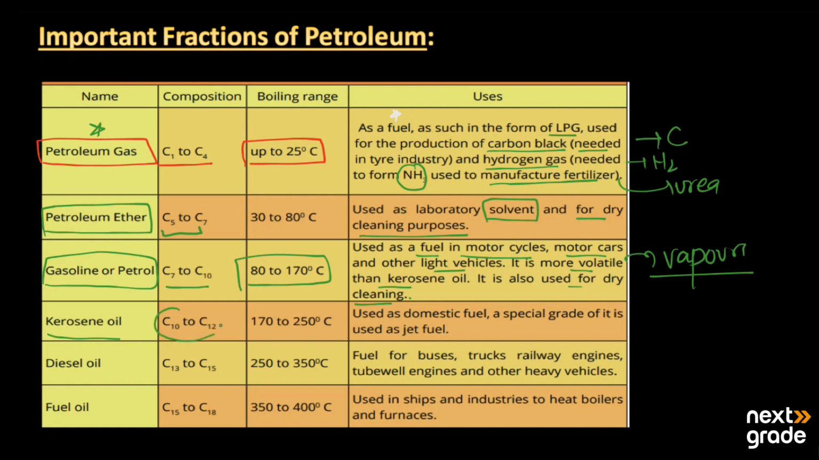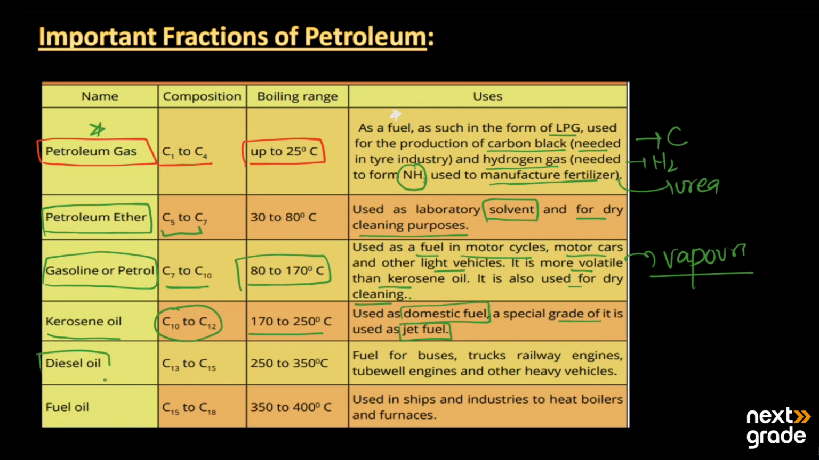Its range is from carbon 10 to carbon 12, and its boiling range is 170 to 250 degrees Celsius, and it is used as a domestic fuel. A special grade of it is also used as jet fuel. So this is basically used as an energy source.